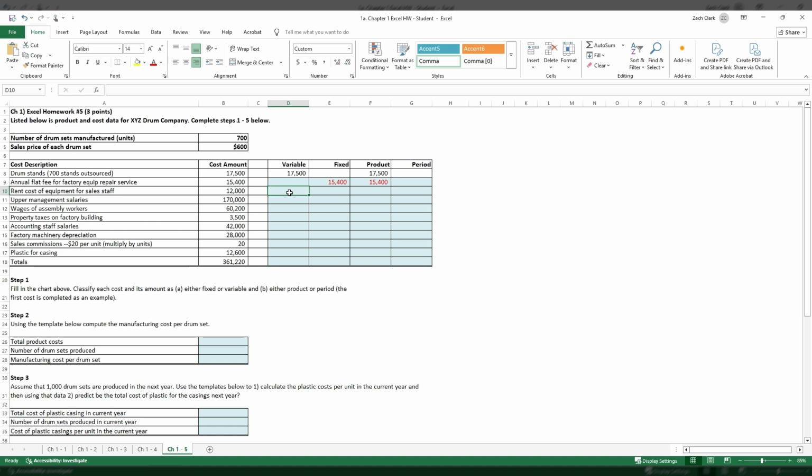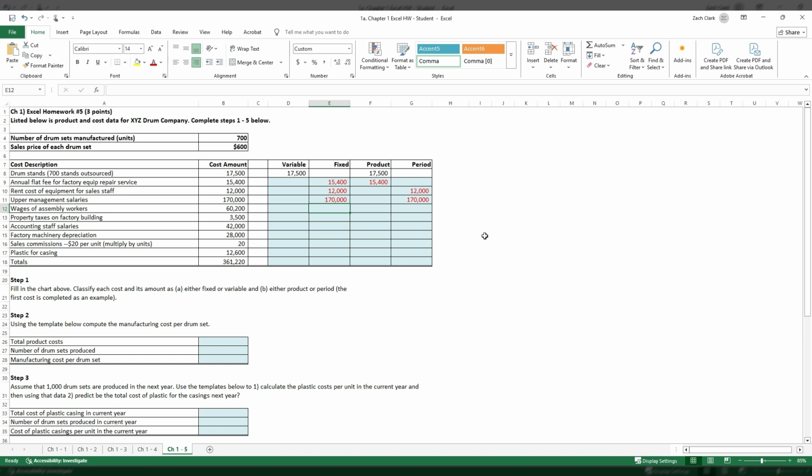Or if you see sales things here, like this one. So the cost of renting equipment for the sales staff, that's going to just be a fixed cost. It doesn't vary with production, and it's a period cost, because it's not directly related. It's a sales related cost, not a product related production cost. Upper management salaries, those are going to be fixed as well. They don't vary with production, and that's going to be a period cost as well. So these will show up on the income statement right away. This one will go into an inventory asset account until that inventory is sold.